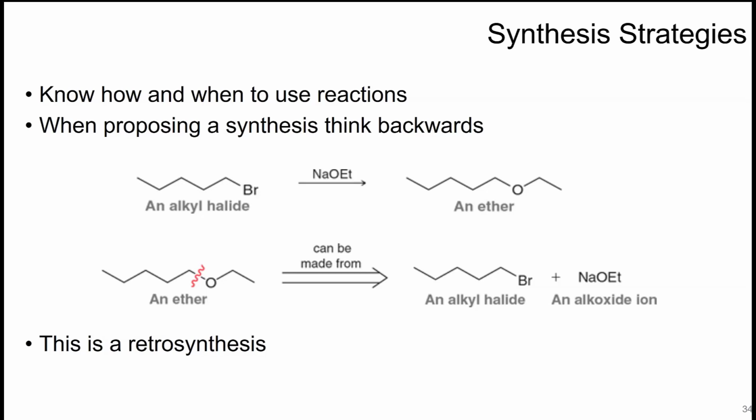When proposing a synthesis, you want to think backwards. If we have an alkyl halide, this is going to make an ether. So this is the forward reaction, but let's say we were trying to make this ether. This was our target molecule. We would think about how we could make an OCH2CH3 and maybe do a breakage at this position here, which can be made from an alkyl halide plus an alkoxide ion. So this is the alkyl halide that's primary. This is the sodium methoxide. This is our nucleophile. This would be the electrophile with the leaving group.